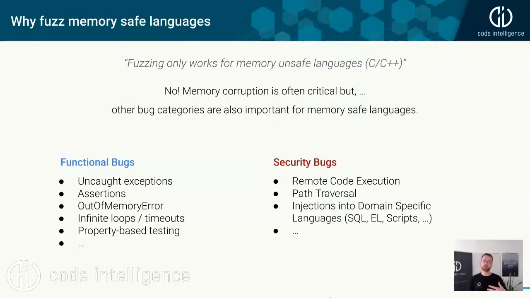For this, you can create specific instrumentations that would detect these kinds of security bugs. We already used this approach in Jazzer, the JVM fuzzer, quite successfully. There we can detect a whole bunch of security problems like remote code executions, path traversals, different injections, and it's quite easy to extend, even with user-provided detectors. So you see, even in memory safe languages, there is a whole bunch of problems that can be found with fuzzing.